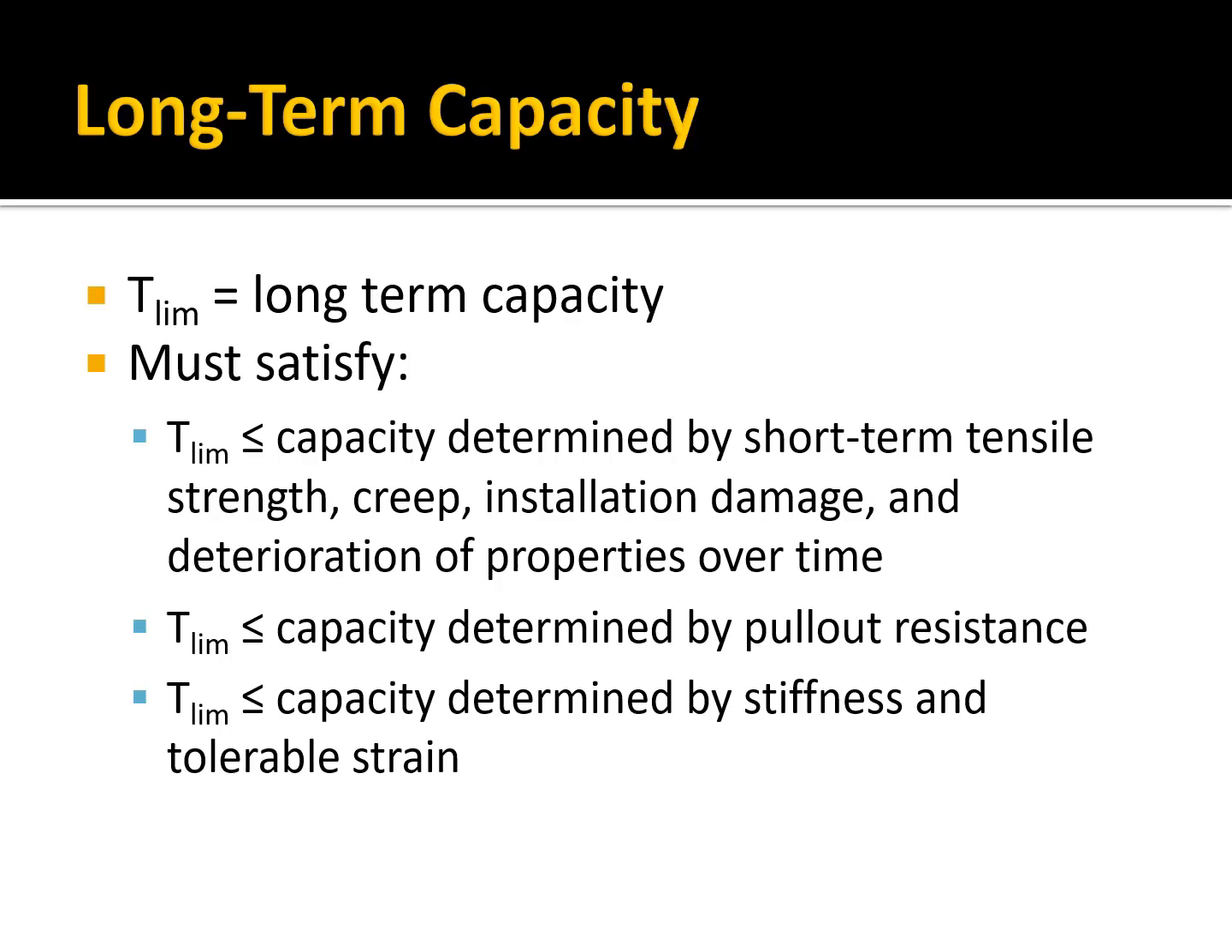The long-term capacity of your reinforcement, factoring in these things on the previous slide, has to be less than or equal to the capacity determined by short-term tensile strength, creep, installation damage, and deterioration of the property. You also have to make sure it's less than the capacity determined by pull-out resistance and stiffness and tolerable strain. So you have to put some thought into what that resistance is that you're going to count on. And of course, you want to be a little conservative when you do that.